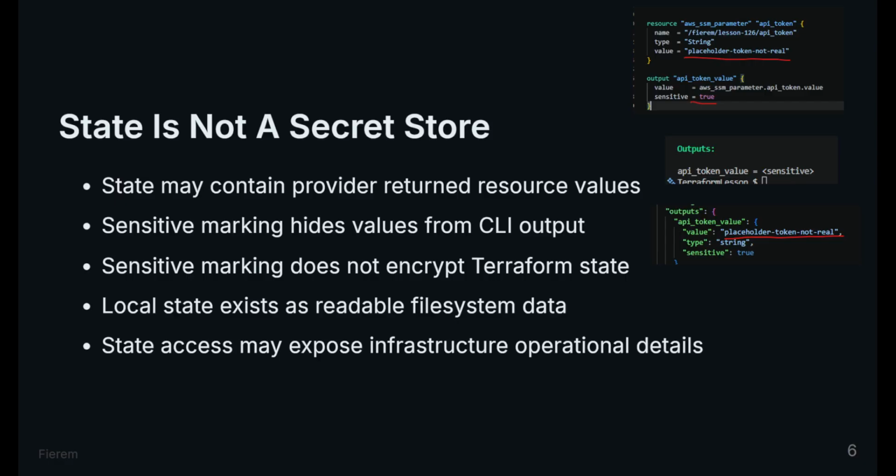State can contain resource values from provider responses. Sensitive marking hides values from CLI outputs. Sensitive marking does not make state encrypted by itself. Local state is a file on disk. Anyone with state access may gain infrastructure details.